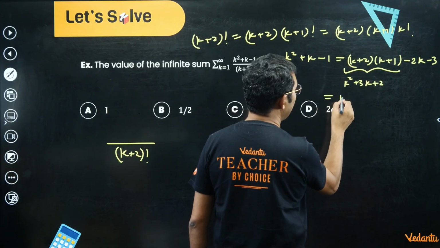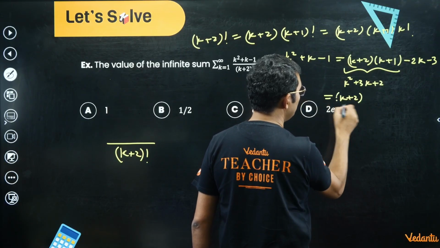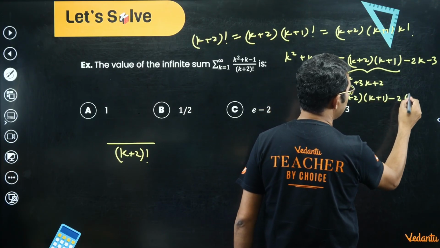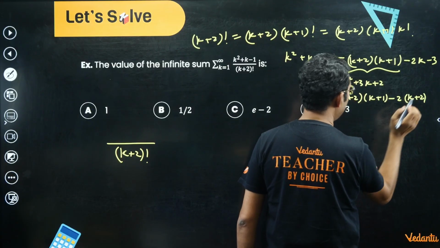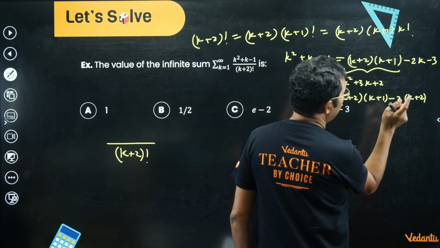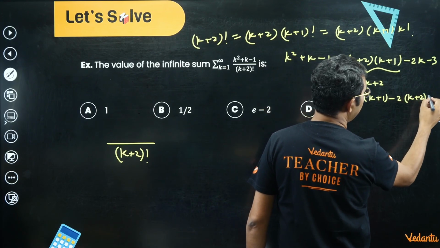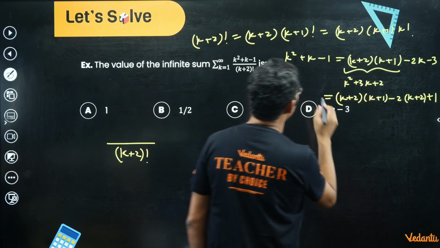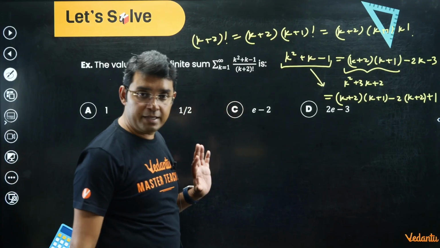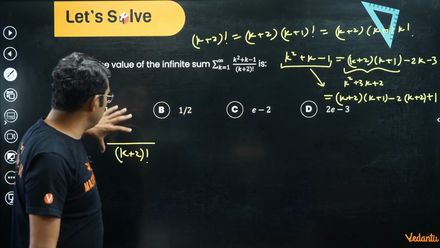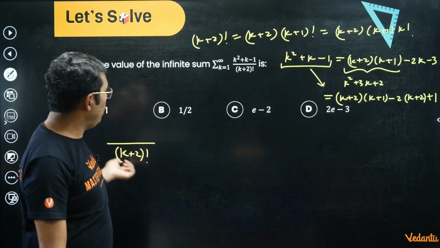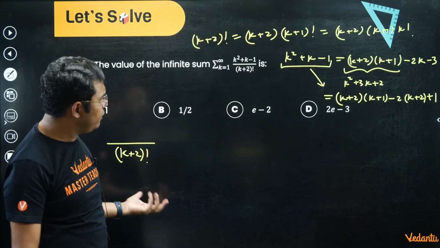Okay, and then I will be writing k plus 2, k plus 1, minus 2 times I will write k plus 2. Why k plus 2? Because there is k plus 2 factorial in the denominator. Now for k plus 2 to be written, I think it should be plus 1 here. So this quadratic I have written this way, please understand why I have written that way. So that I will be able to simplify this k plus 2 factorial in terms of k factorial or k minus 1 factorial or k factorial.